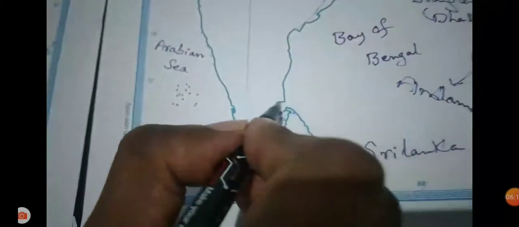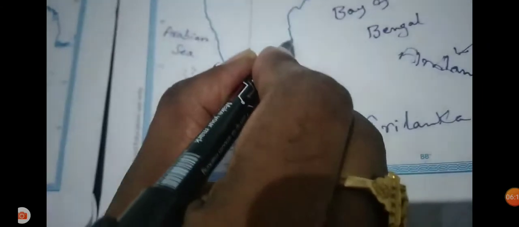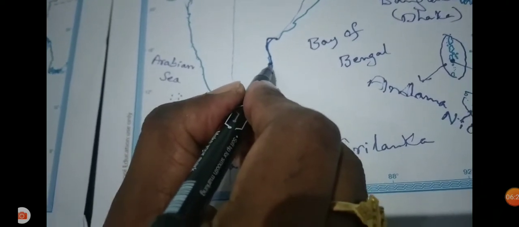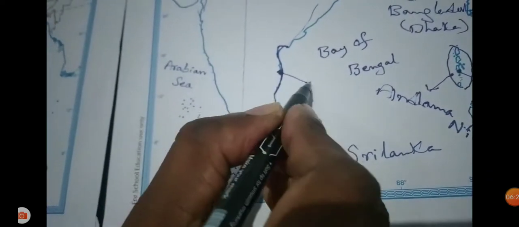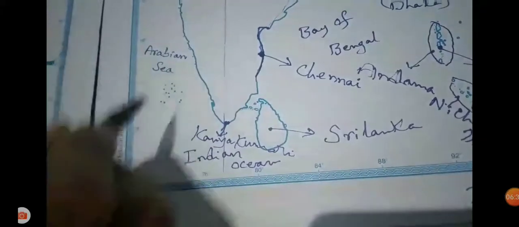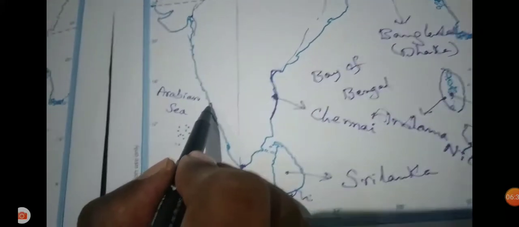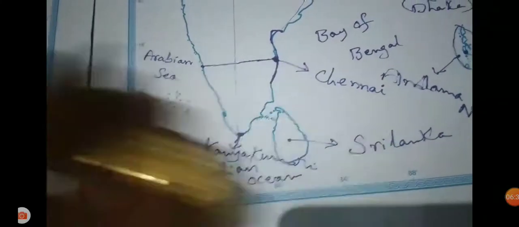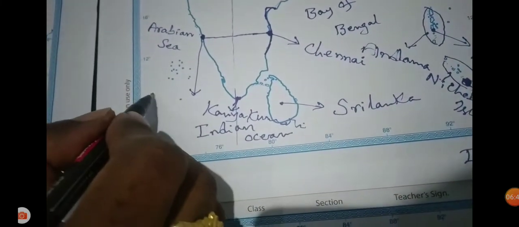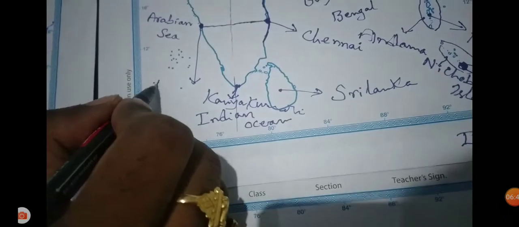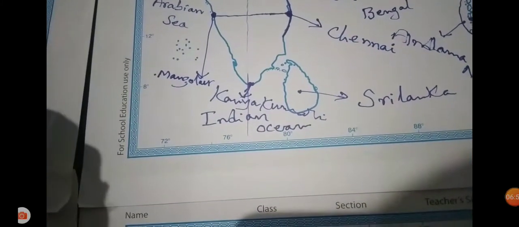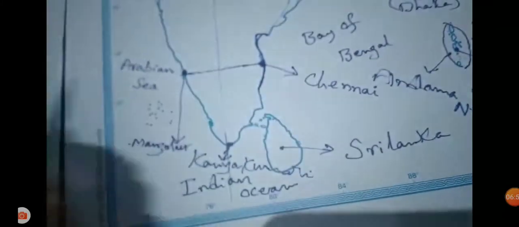Later, how can we make it easy to identify the places? Generally, here one curve is there. See this curve. We should take some boundaries and curves. In this curve, the exact location of this place is Chennai, the capital of Tamil Nadu. From Chennai, you have to draw a parallel straight line. This one is called Mangalore, one of the cities in Karnataka.